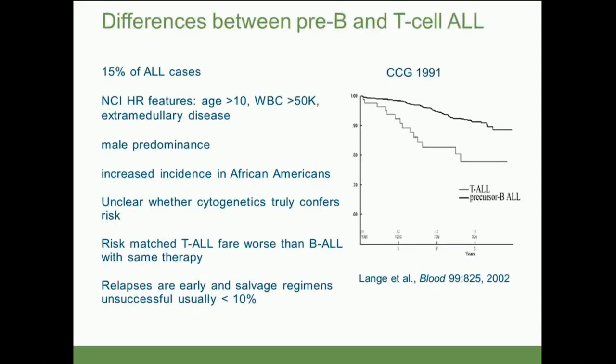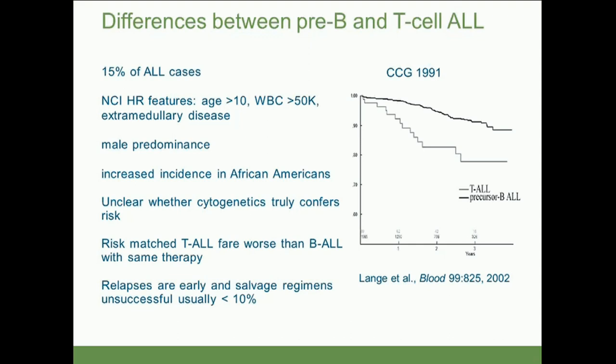Okay, so there are differences between pre-B, so B lymphocytes that make your immunoglobulins, right, and T lymphocytes that help you with cell-mediated immunity. In all of ALL for pediatrics, T-ALL represents about 15% of all cases. They usually have NCI high-risk features, greater than 10, white blood cell counts greater than 50,000, usually well over 200,000. My highest one was 1.5 million. They usually have extramedullary disease, and by that we mean mediastinal masses, lots of adenopathy, hepatosplenomegaly.